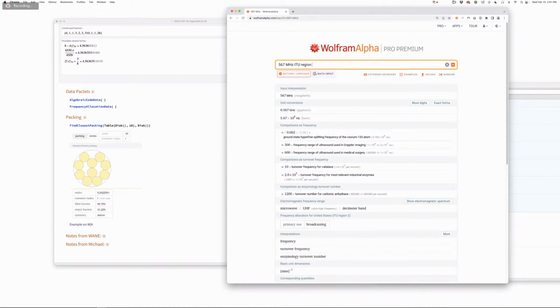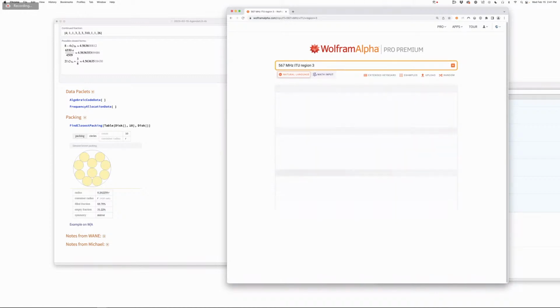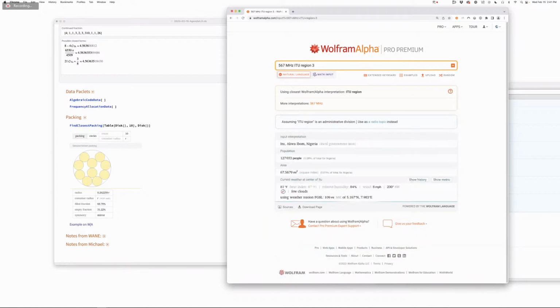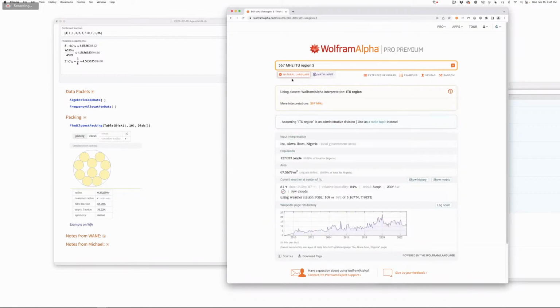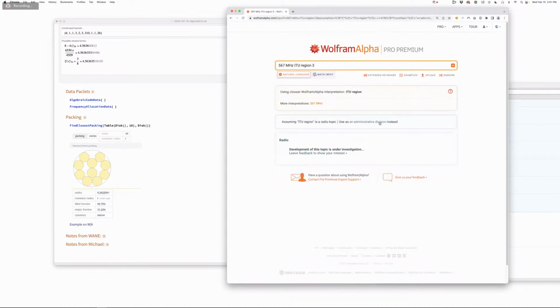If I say ITU region 3, I wonder whether it understands that. No, it should. Oh my gosh, it's talking about a place in Nigeria. Well, actually, wait a minute. What's this? Radio topic. Ugh, well, that's very confused.